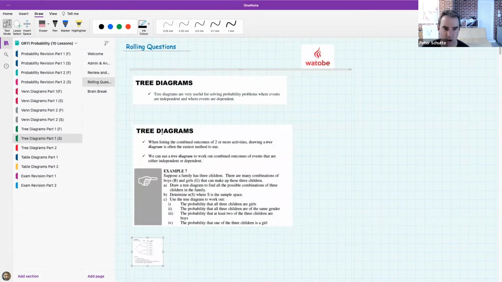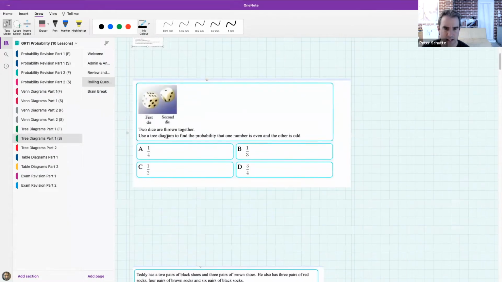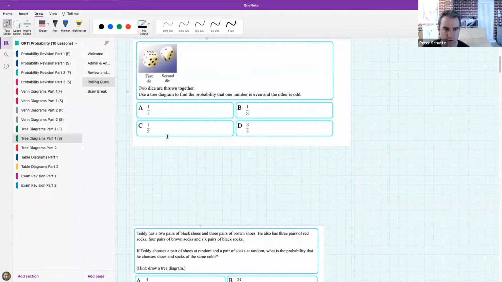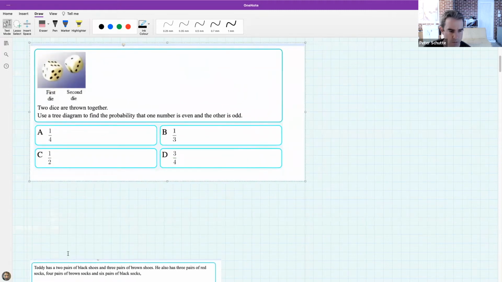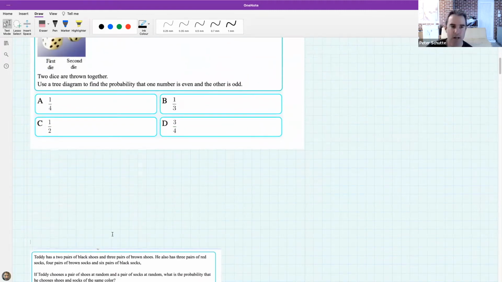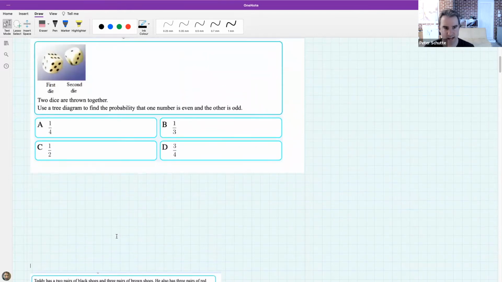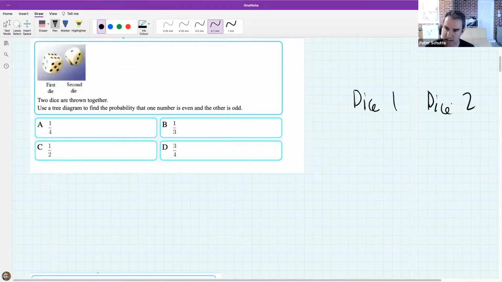So let's get going and do this question. Okay, so I want you to start by trying to draw a tree diagram to show you the 2 options. Or in fact, I'll even help you. There's 2 dice. So dice 1 and dice 2. And in this question, use a tree diagram to find the probability that one number is even and one number is odd.